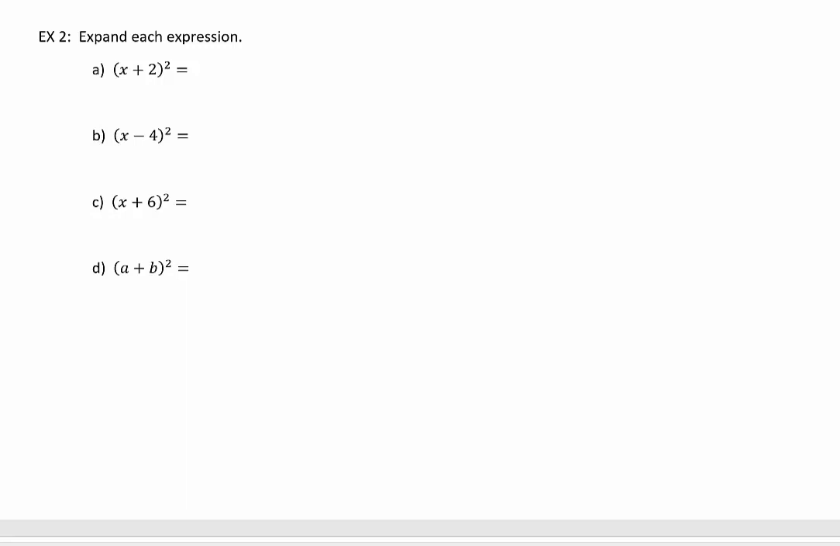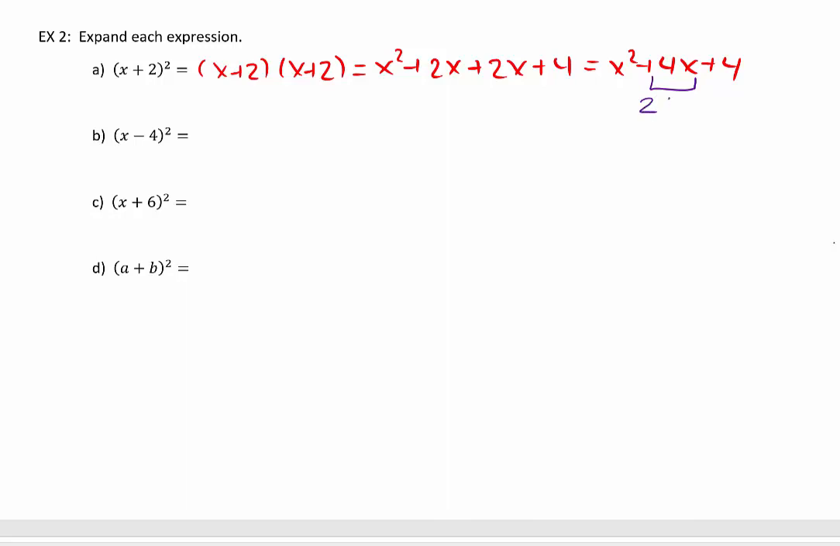So if I were to multiply out (x plus 2) times (x plus 2), first would be x squared, then I would get a 2x, another 2x, and a 4. And if I combine like terms, that's x squared plus 4x plus 4. Now the pattern that I want to point out is notice that the 4x comes from taking 2 plus 2, and then the constant 4 came from taking 2 times 2, or 2 squared. And so that pattern is going to hold in the rest of these.